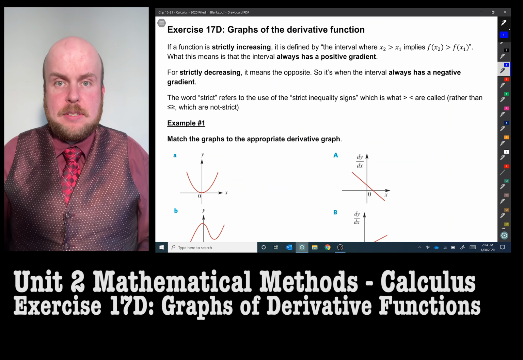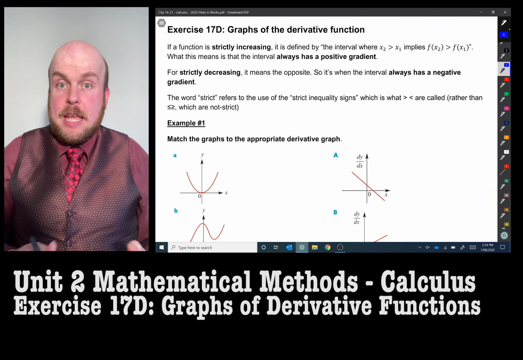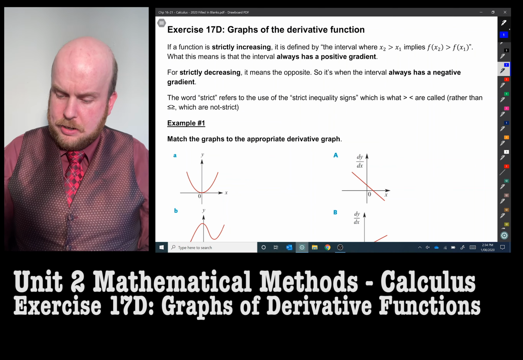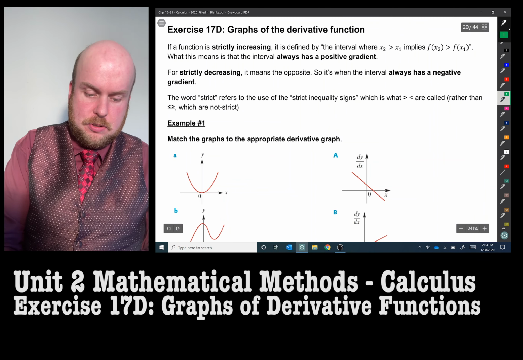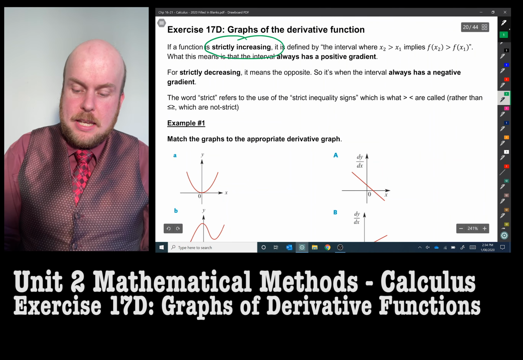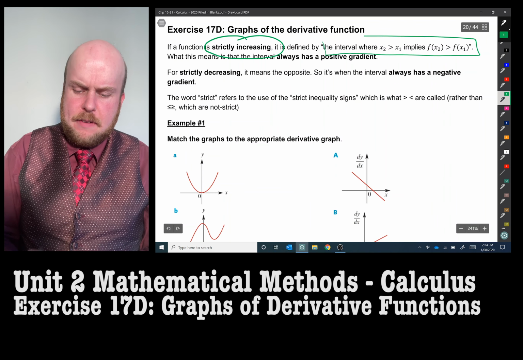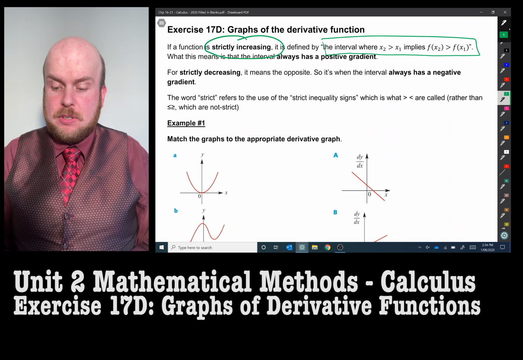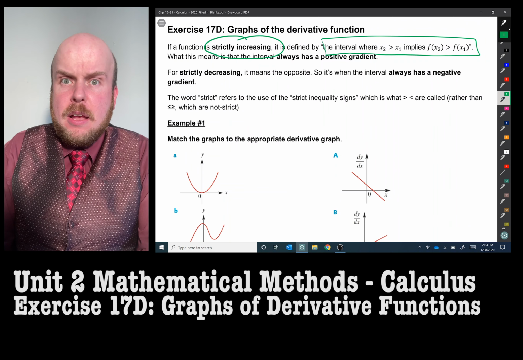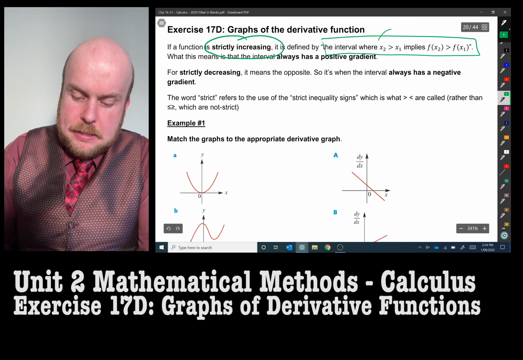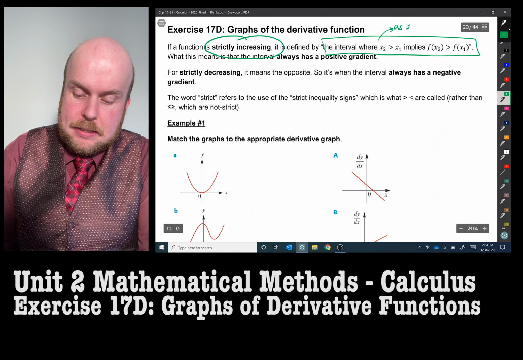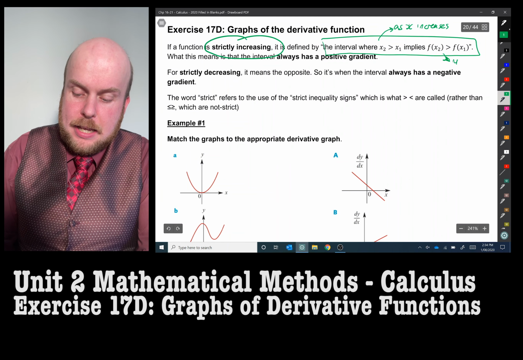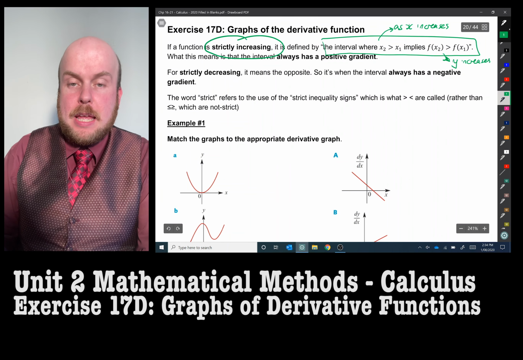So for a start, as a reminder, if a graph has got an incredibly positive gradient, it's referred to as strictly increasing. And you'll see this terminology here, strictly increasing. And you'll see here we've got this rather horrible, complicated definition being the interval where x2 is greater than x1 implies f of x2 is greater than f of x1. What on earth does that mean? That means as x increases, the y increases. That's what that means.